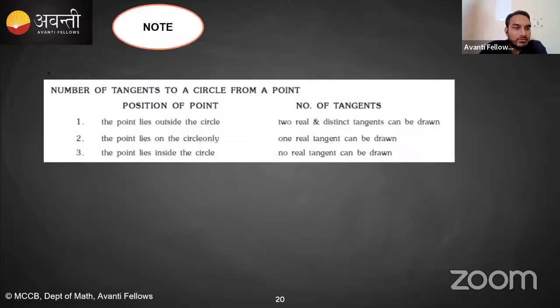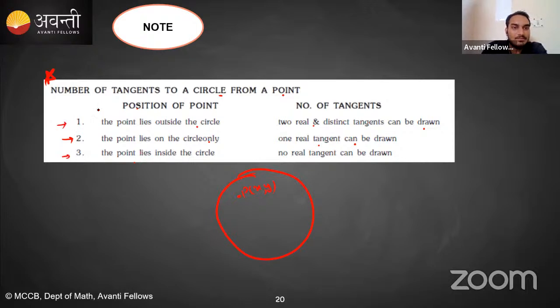So this is one point you should always remember: the number of tangents to a circle from a point. Position of point क्या है? If the point is lying outside the circle, two real and distinct tangents can be drawn. Okay, if point P is lying on the circle, then one real tangent can be drawn. And if the point P is lying inside the circle, then there should be no tangent. Yes or no? अगर कोई point यहाँ पे lie कर रहा है inside the circle, so how are you going to draw a tangent? It is not possible. So that's why no real tangent can be drawn.